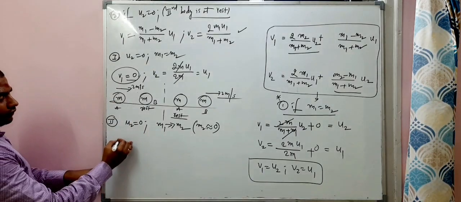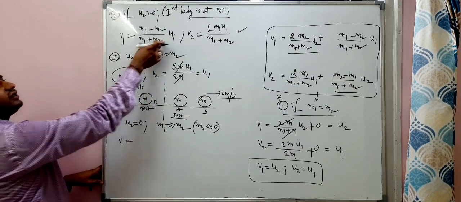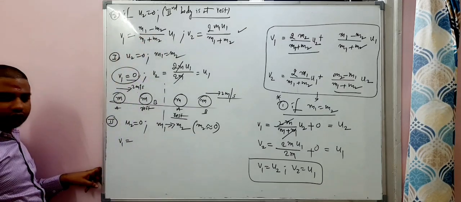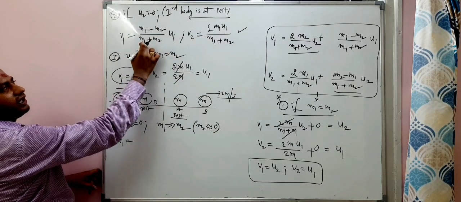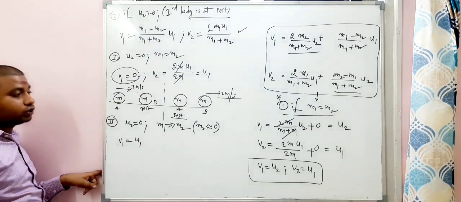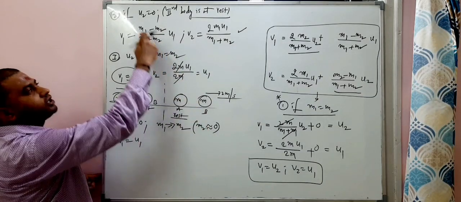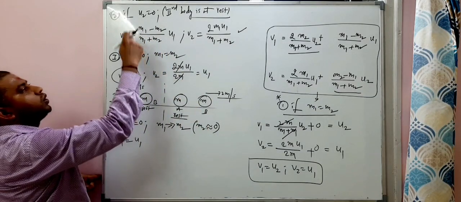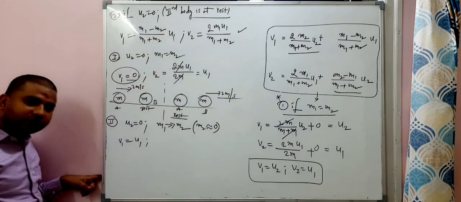In this case, what happens to v1? u2 is 0. u2 is 0, so the formula is short. m2 is to be taken as 0. When it is 0, m1 by m1 is 1 and it is u1. Understand? Once again I am telling you. m2 is 0, so this is 0. m1 by m1 is 1. 1 into u1 is u1. So v1 is equal to u1.